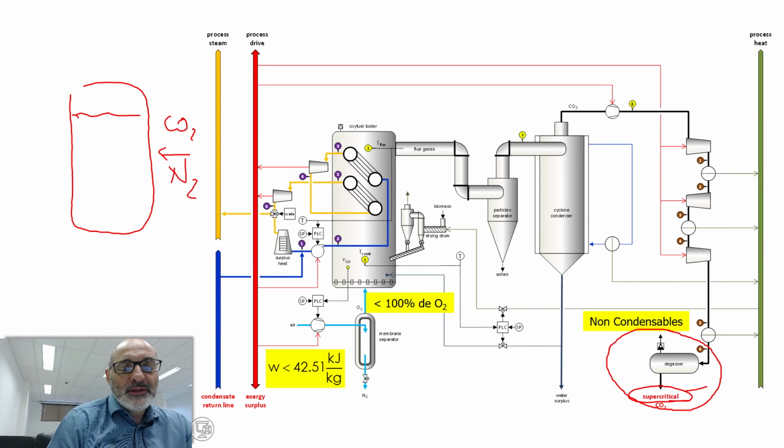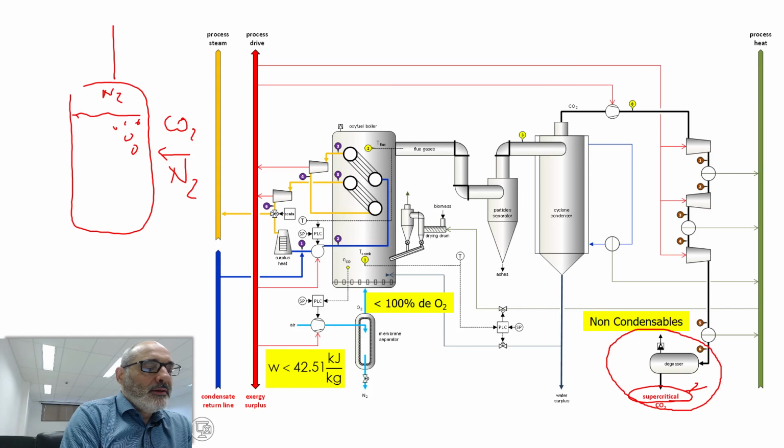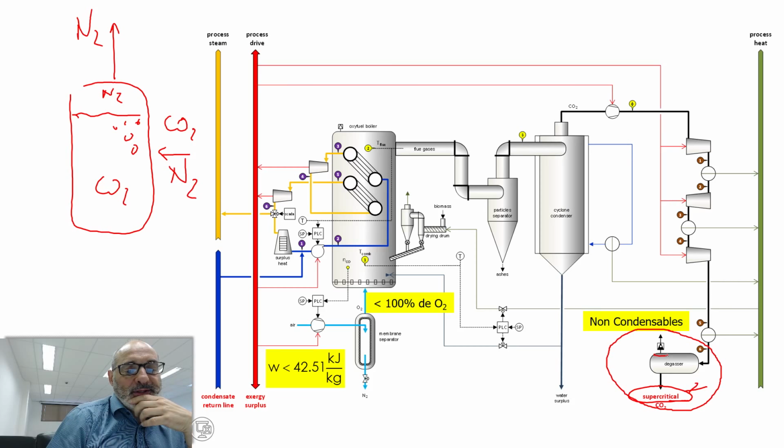And nitrogen at the conditions for supercritical CO2 is still a gas. So you have nitrogen bubbles here, and nitrogen on the top and CO2 on the bottom. So you can reject N2 from the top. This valve does this. And then you have pure supercritical CO2 here.